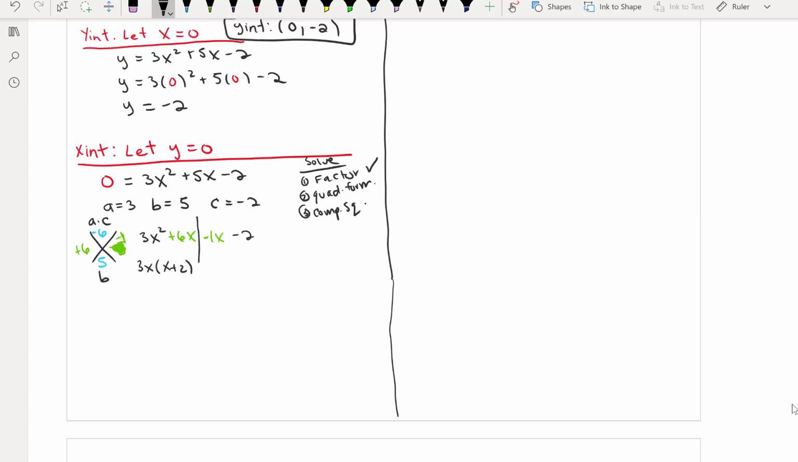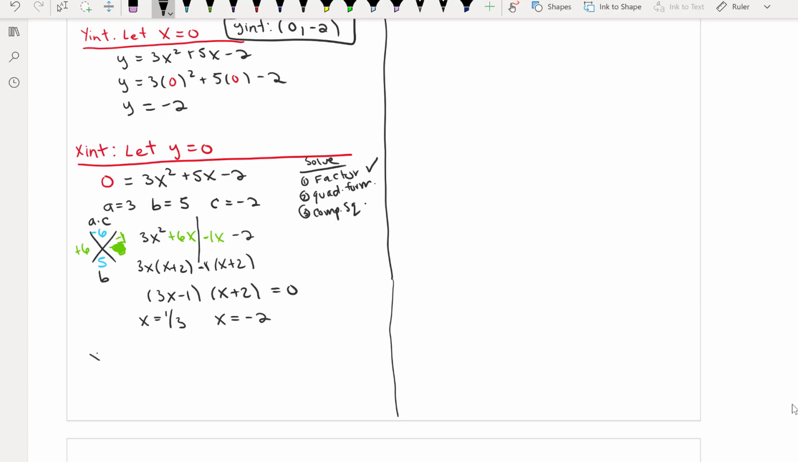And then the second two, when I do my GCF, it looks like it's just a -1 that they have in common, so I'm left with an x plus 2. So I'm left with 3x minus 1, and x plus 2 is equal to my 0. So I'm going to have x is equal to 1/3, and x is equal to -2.